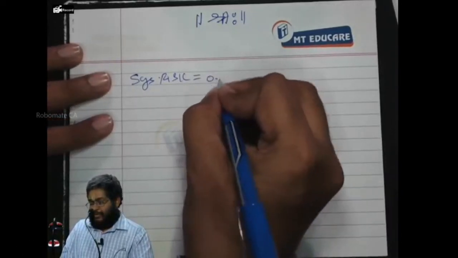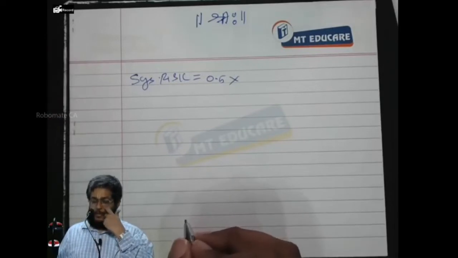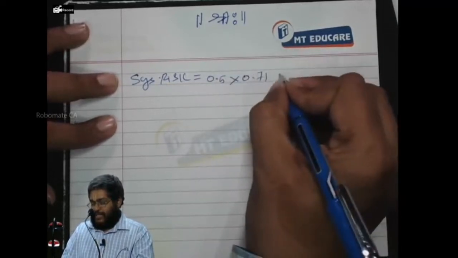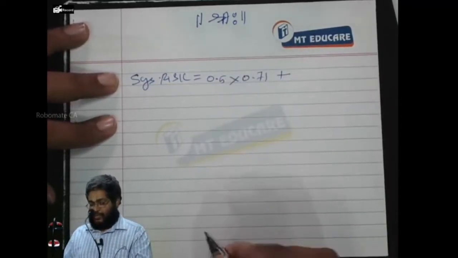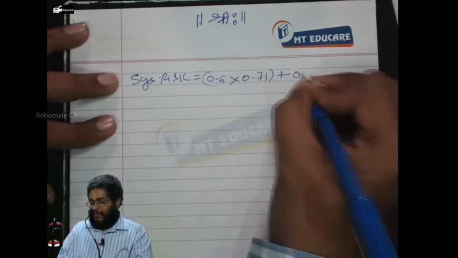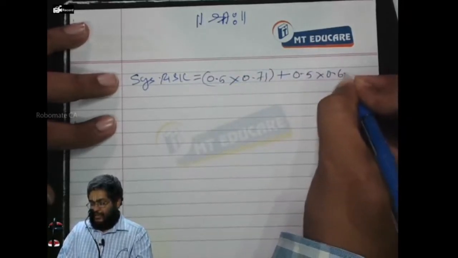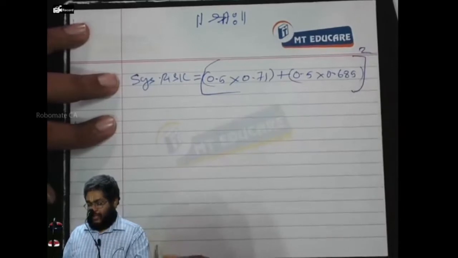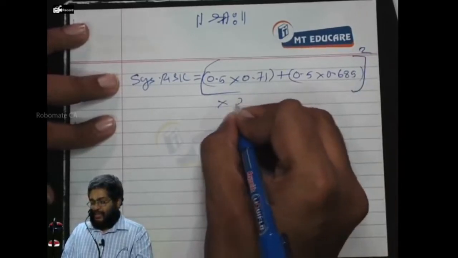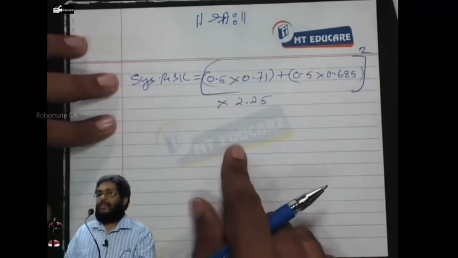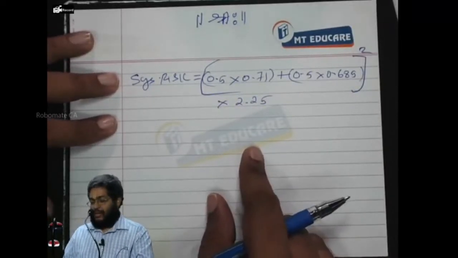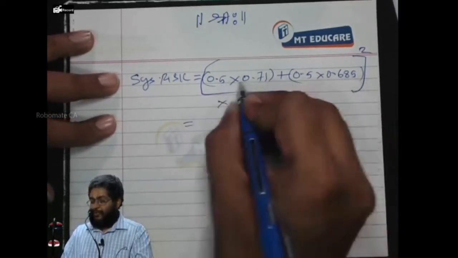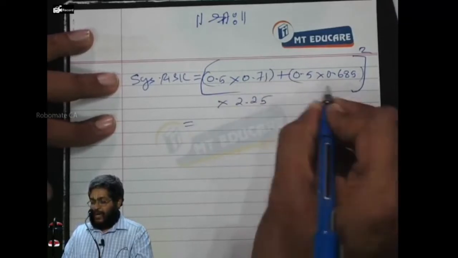So it is going to be 0.5 into 0.71 plus 0.5 into 0.685, the whole square, into the variance of the market, 2.25. Systematic risk is 0.5 into 0.71 plus 0.5 into 0.685, the whole square into 2.25. Please tell me the simplified number. What is the portfolio beta?